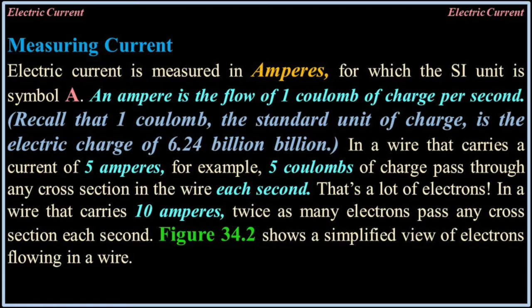Measuring current. Electric current is measured in amperes, for which the SI unit symbol is A. An ampere is the flow of 1 coulomb of charge per second. Recall that 1 coulomb, the standard unit of charge, is the electric charge of 6.24 billion billion electrons. In a wire that carries a current of 5 amperes, for example, 5 coulombs of charge pass through any cross-section in the wire each second. That's a lot of electrons. In a wire that carries 10 amperes, twice as many electrons pass any cross-section each second.